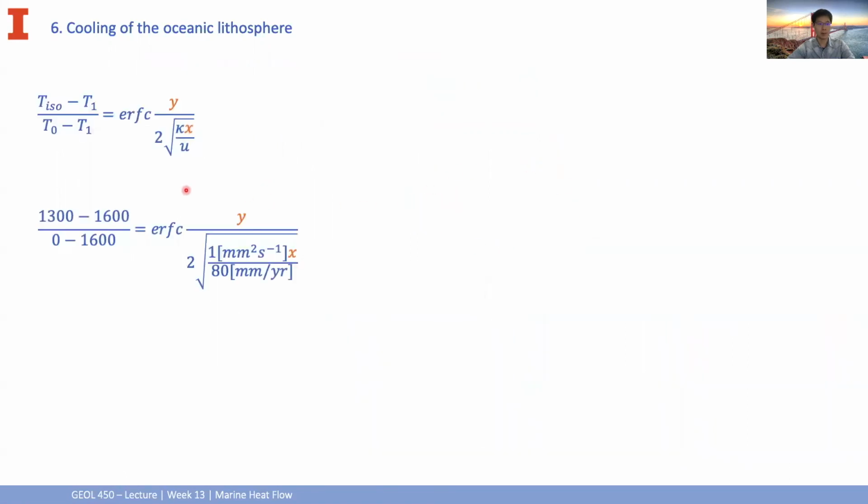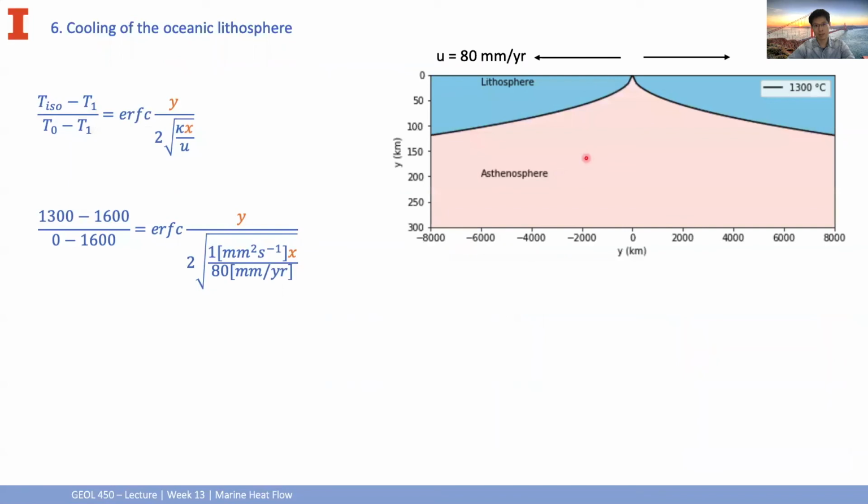Here is one example. If we assume the isotherm between the lithosphere and the asthenosphere is 1300 degrees C, and we have the mantle thermal diffusivity, and if we assume this ridge is a fast spreading ridge with 80 millimeters per year spreading rate, here is the result. You can see the lithosphere becomes thicker and thicker when moving away from the ridge axis.